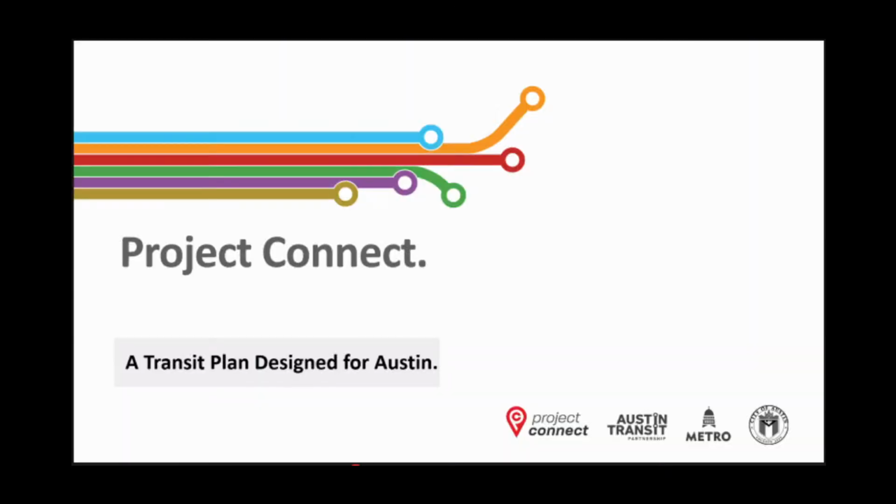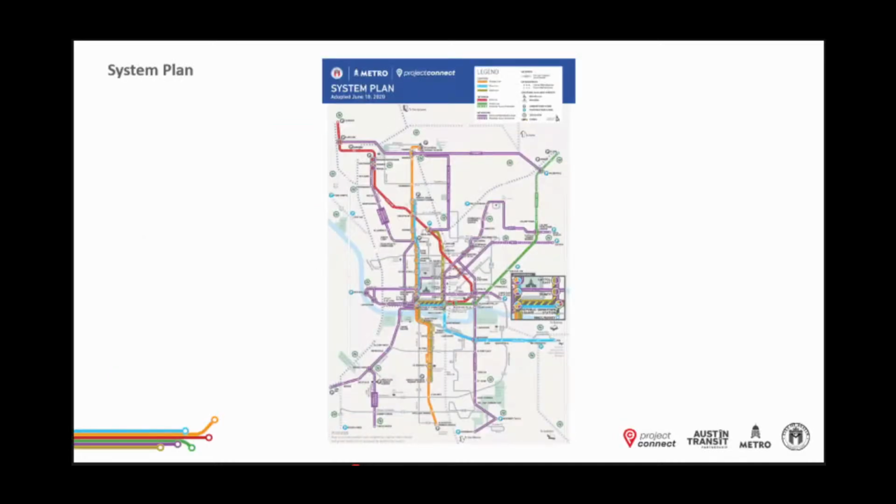So Project Connect is moving forward on a lot of levels in many exciting ways. Before we jump into the Orange Line presentation, we want to share some program-wide updates. Project Connect is a transit plan designed for Austin. It is not just one project or one type of service like rail or bus.